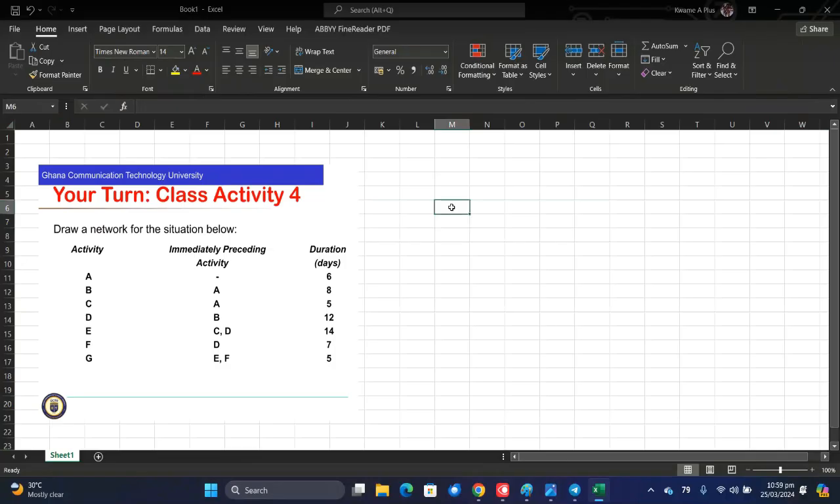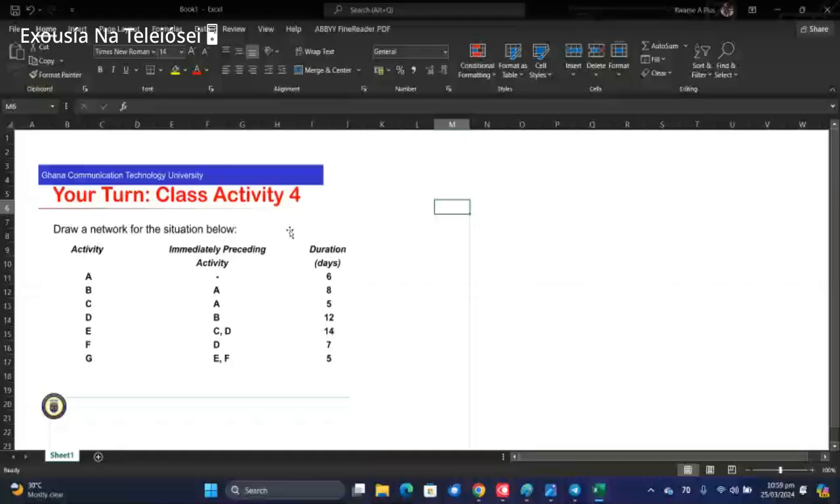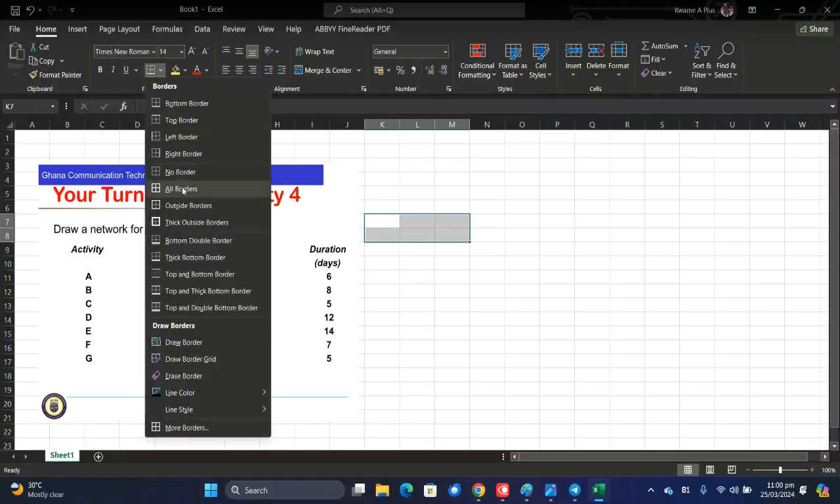So, draw a network for the situation below using a precedence diagram. Let's have a look at how we are going to do this. A starts alone. So we should be getting three columns and two rows. We just put them as a table.